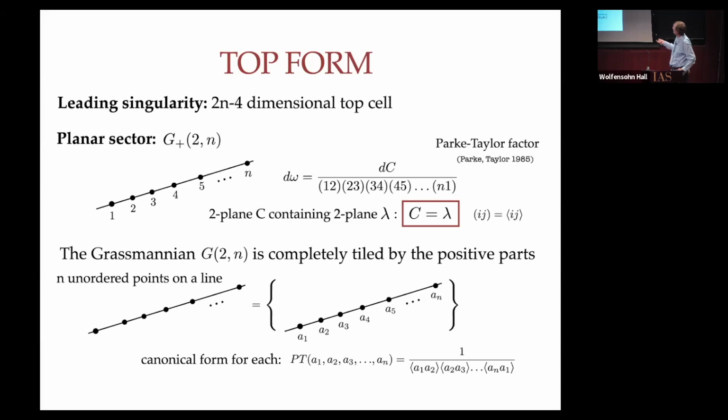Now, the Grassmannian G2N, not the positive part, but the full Grassmannian, is completely tiled by positive parts with different orderings, which is kind of clear because you have endpoints on a line, and for a given point in this Grassmannian G2N, you always have the points ordered somehow. So if you take a collection of all these orderings, they tile the whole Grassmannian, which is not true for G3N and beyond. Now, the canonical form for each of them is just given by this formula for different orderings. Sorry, I might be switching between these two different notations. They mean the same thing. And we often refer to this form as the Parke-Taylor factor for these historic reasons in physics.